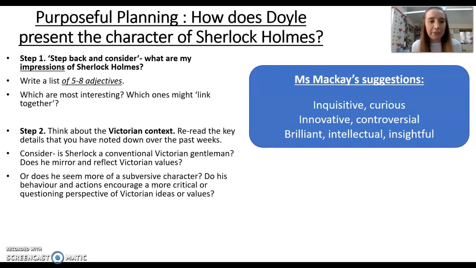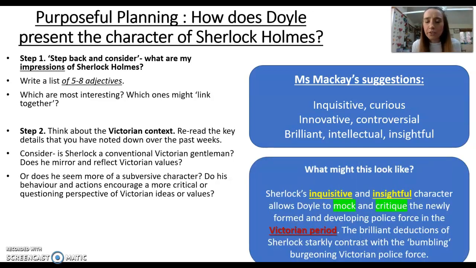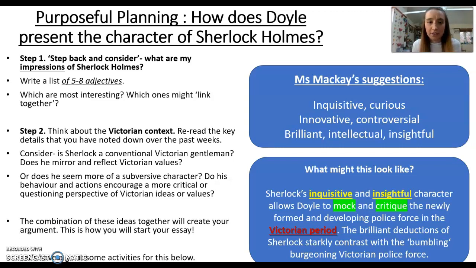Do you think his behaviour and actions encourage a more critical or questioning perspective of Victorian ideas and values? So do you think Sherlock is deliberately made to make us question why so many people fit into these values? Quite possibly. So what could this actually look like when you put this together into an argument? Once you've got your adjectives and your context and your writer's intention, that's your argument. Your argument's only going to be about 3 sentences to start your essay, but it focuses on the things that you think are most interesting.